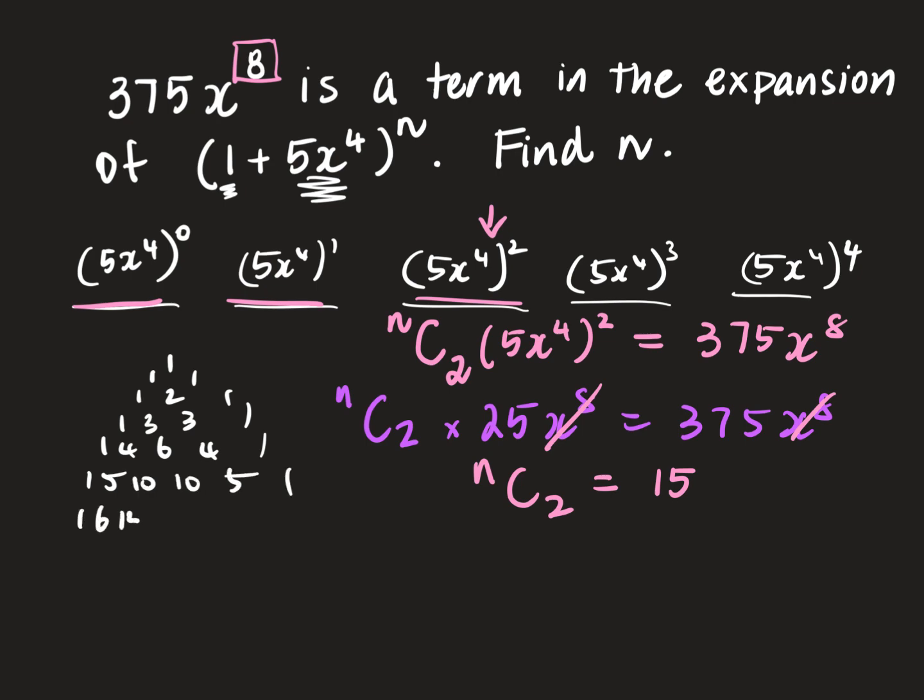1, 6, 15, 20, 15, 6, 1. That's it there. And I'm after one of those 15s to be in position 2. Are they? 0, 1, 2. Great. So what row am I on? I'm on row 6. So n is equal to 6. I have to raise that expression to the 6th power to get this term.